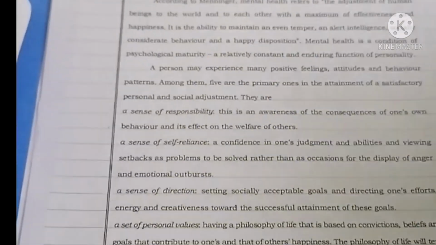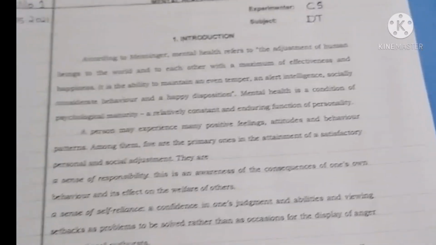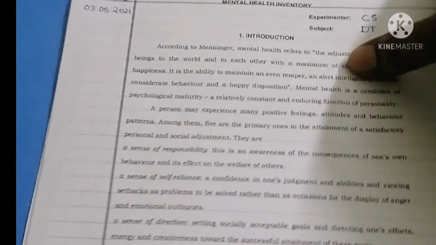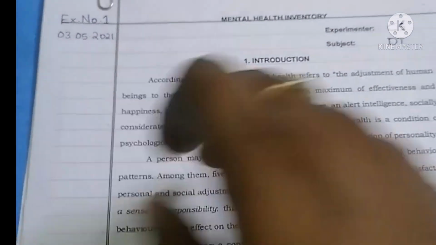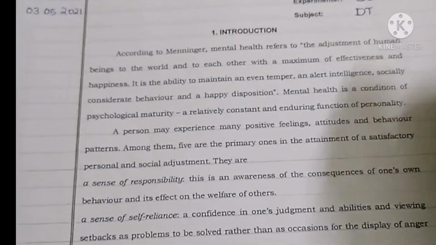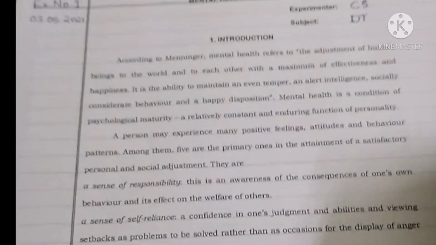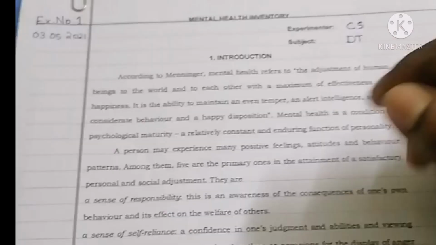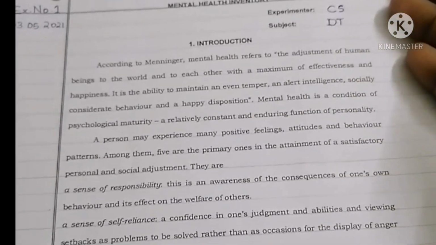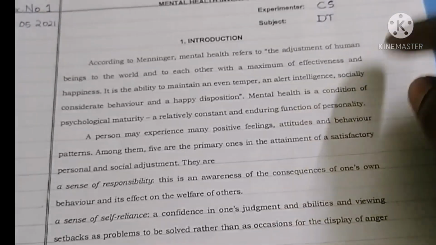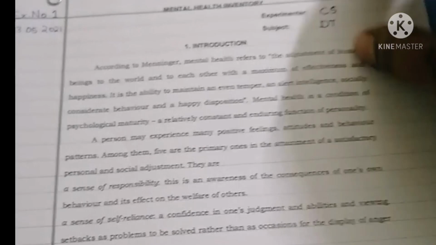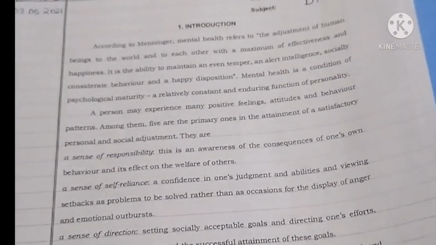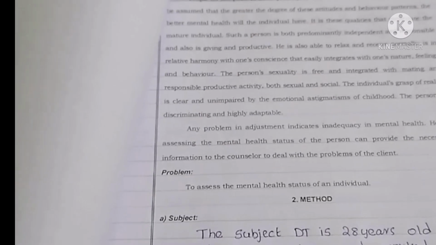After you find this out, I will explain how to write it in the record. In the record, this is the format. You write experiment number 1 and the date. Experimenter means yourself. If I am taking this inventory, I am the experimenter. The subject is the other person given the questionnaire to fill up. After the subject fills up this page, you turn to the next page.